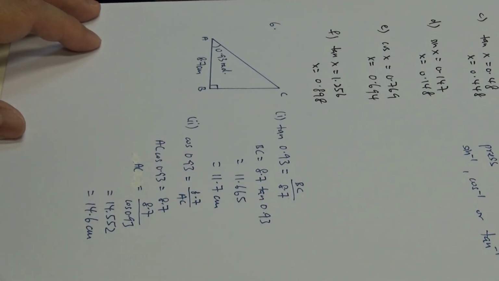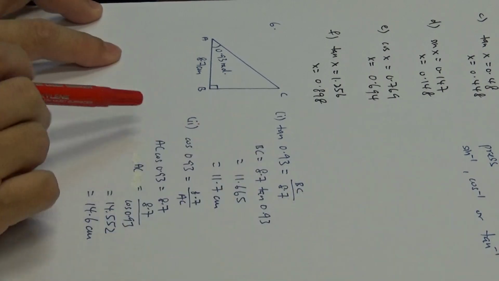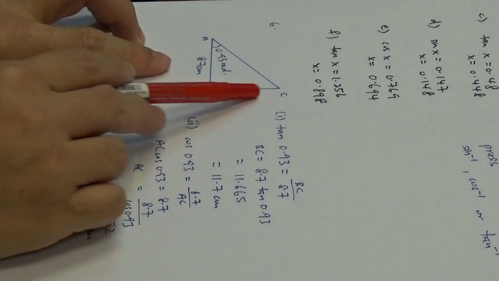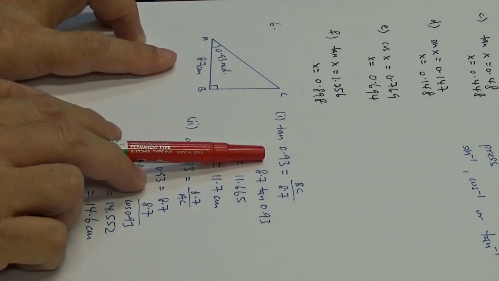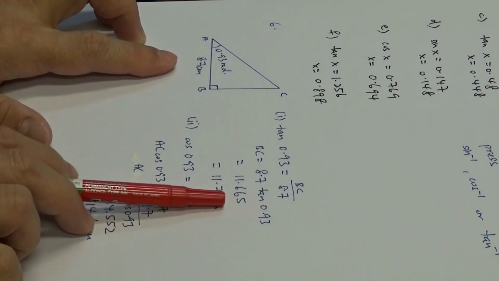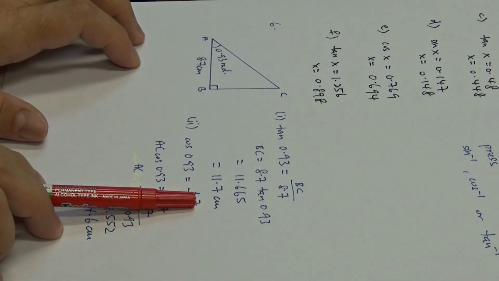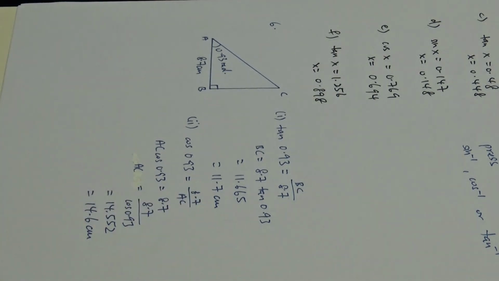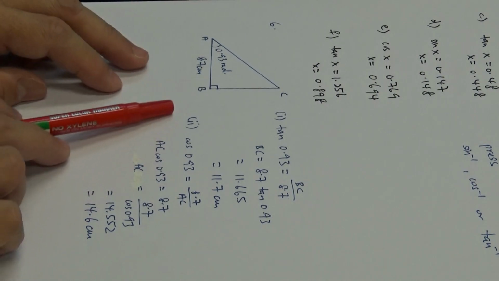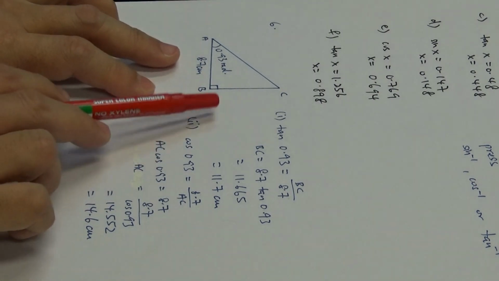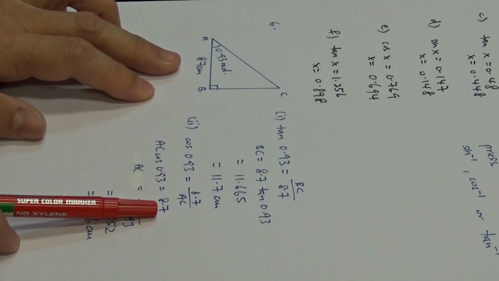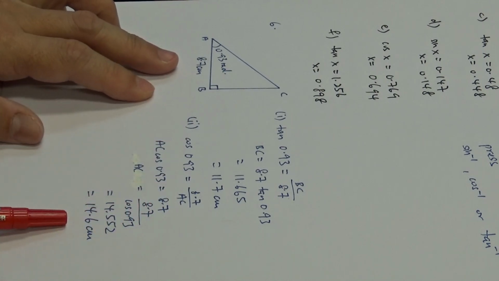Okay, so they say calculate the length of BC and AC. Now for BC, I use tangent, angle 0.93. I do the necessary manipulation and I will get 11.7 cm. Okay, likewise for part 2 I use cosine, I will use this and I will get 14.6 cm.